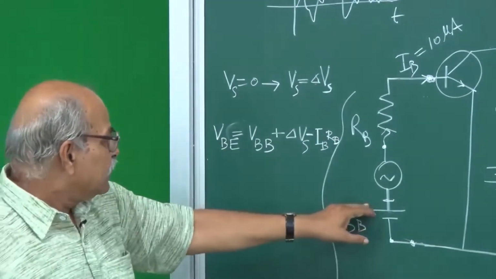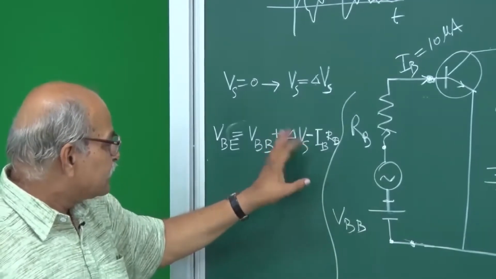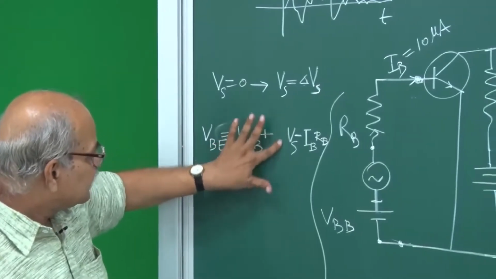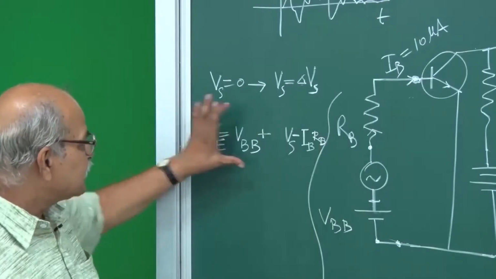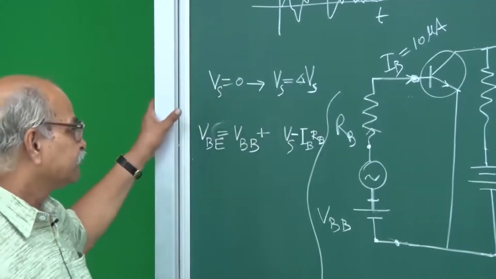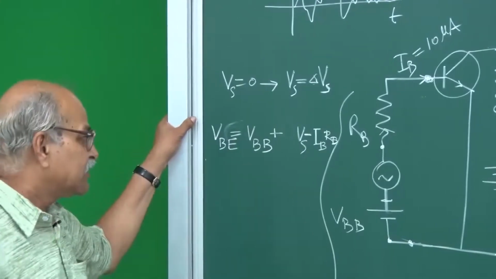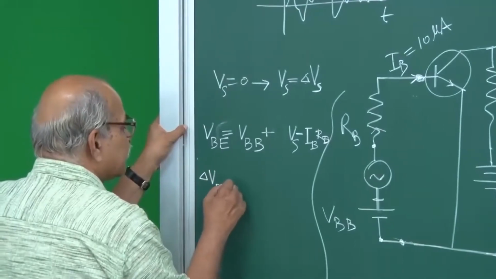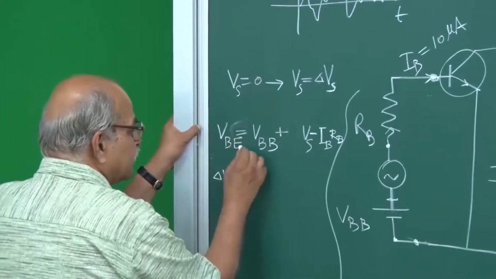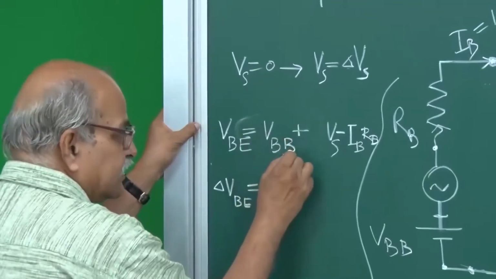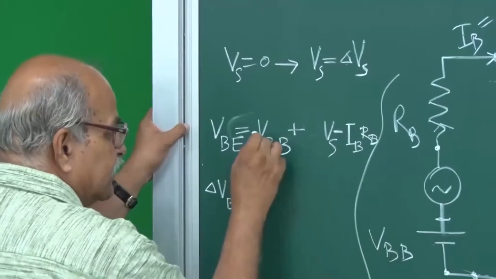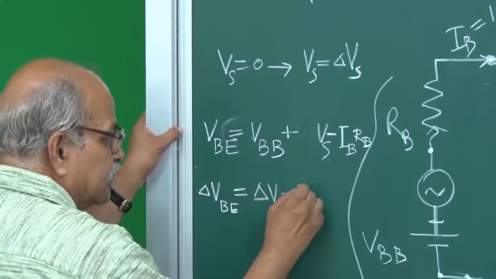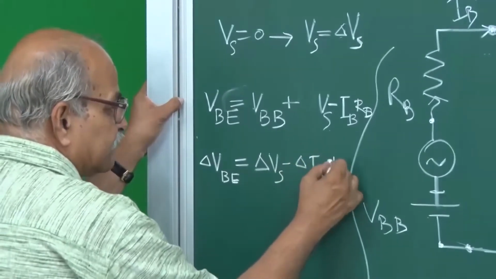So VBE is this VBB plus this delta Vs, or let me write it Vs, for general time. Plus Vs and minus IB RB. This is at the general time, or say at some time t. And then at t plus delta t, what happens? This VBE changes. We are interested in changes, remember, changes. So the change delta VBE is equal to change in VBB, which is fixed, so 0, then this delta Vs, and then minus change in IB, and RB is fixed.